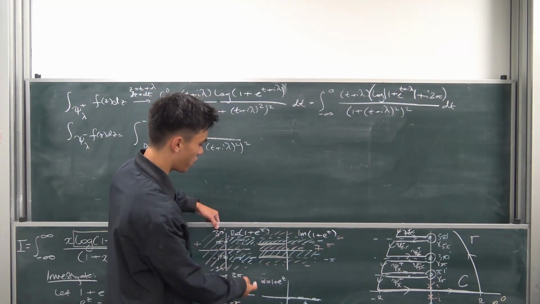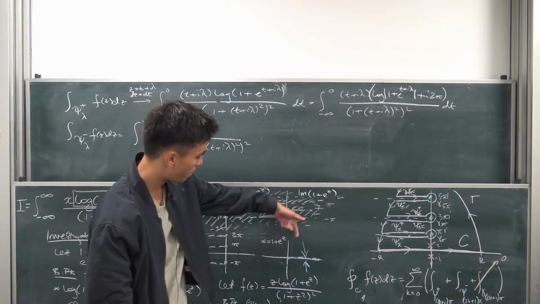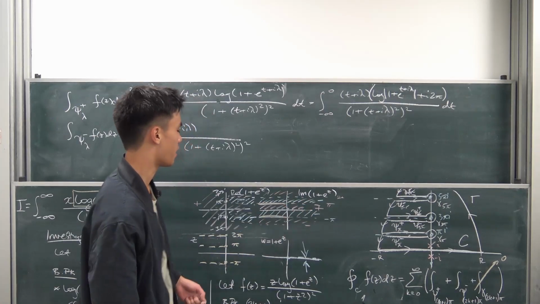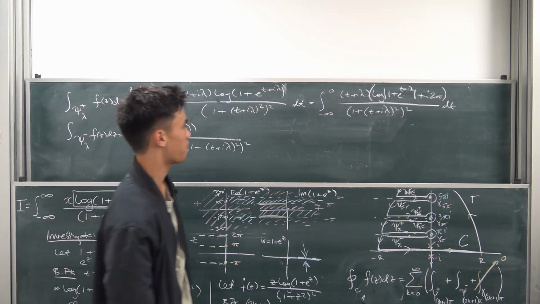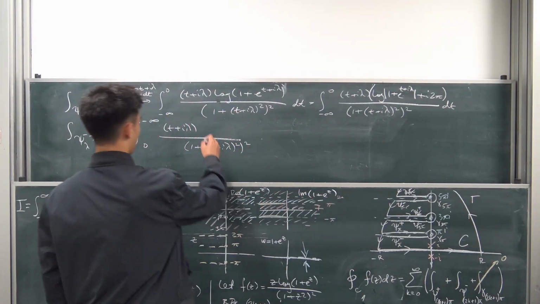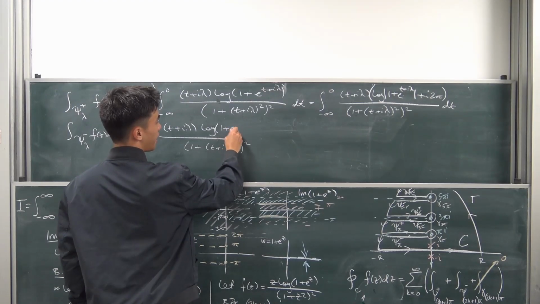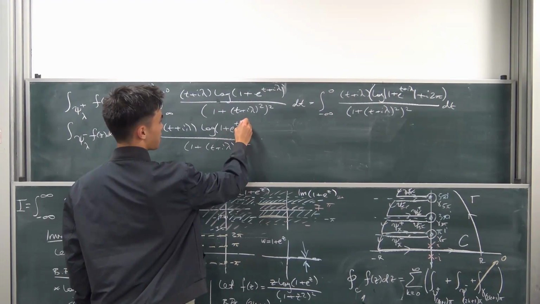Now, because if you come from the other side, we're going to have a positive imaginary part. But what's the argument there? It's just going to be an argument of exactly 0. So in particular, we don't even care about this imaginary part. It's going to be 0. So we're just going to be left with the logarithm of 1 plus e to the t plus i times lambda, like so.